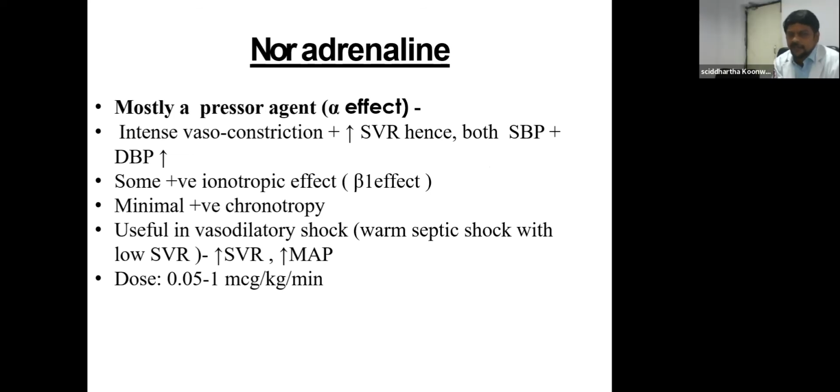Noradrenaline is basically a pressor agent which causes intense vasoconstriction. So due to intense vasoconstriction, it causes increase in systemic vascular resistance, leading to redistribution of blood from peripheries to more vital organs, CNS as well as heart. So it increases both systolic blood pressure as well as diastolic blood pressure. It also has positive inotropic effect, that is, it causes increase in myocardial contractility also. It is particularly useful in distributive shock, the warm type of distributive shock.